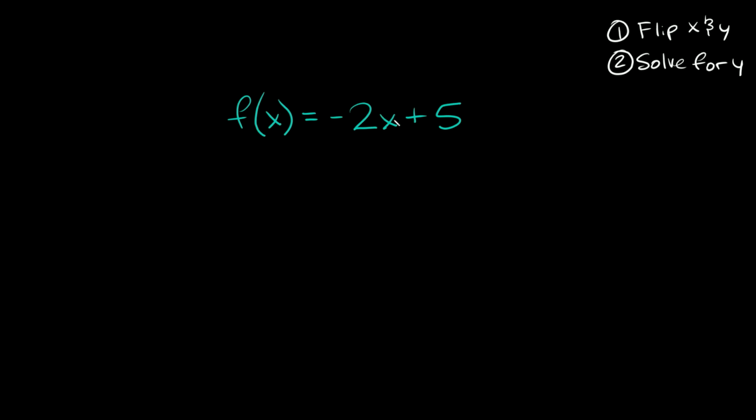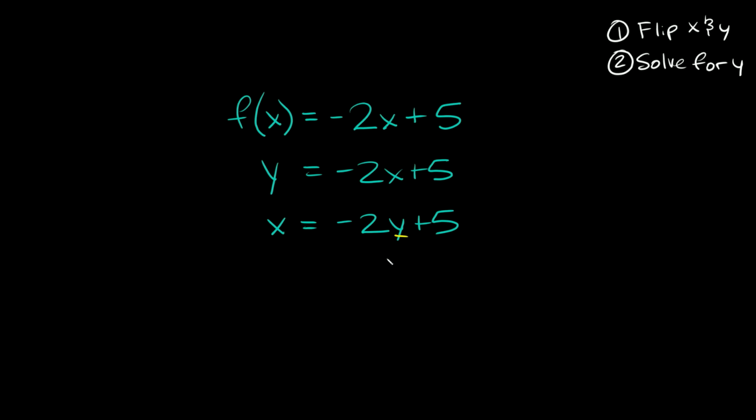f of x is equal to negative 2x plus 5. So f of x is the same thing as y, so y is equal to negative 2x plus 5. Now I'm going to flip x and y, so I'm going to write this as x is equal to negative 2 times y plus 5. And then here we're going to solve for y.